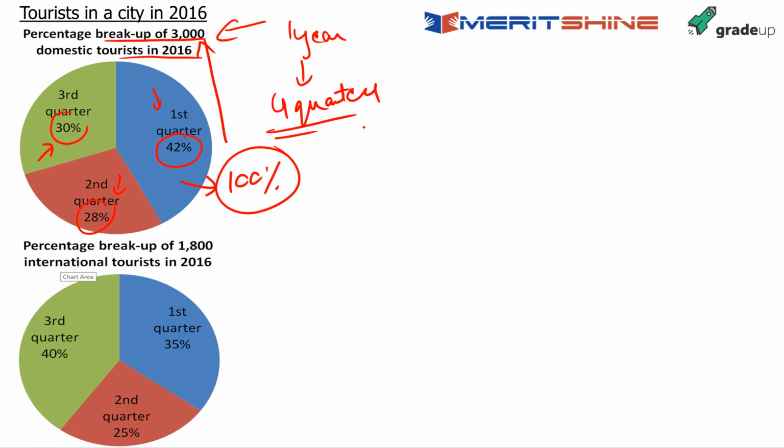So basically the data given to you is of just the first 3 quarters, 1, 2, 3. And the percentages are 42 for first, 28 for second and 30 for the third quarter. Fine. So 3000 domestic tourists visited this place in the first 3 quarters. Fourth quarter data is missing here. Likewise, 1800 international tourists visited this city in 2016. The breakup is this 35, 25 and 40%. So that's the only thing that I wanted to tell you here. Don't get confused. Fourth quarter data is missing here. All right, let's move forward.